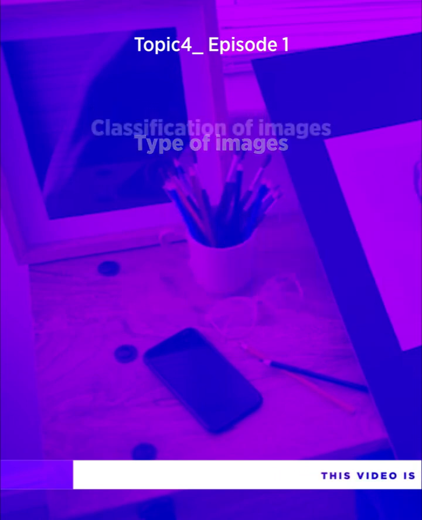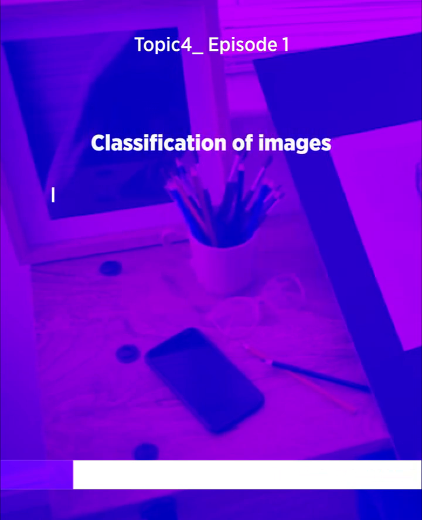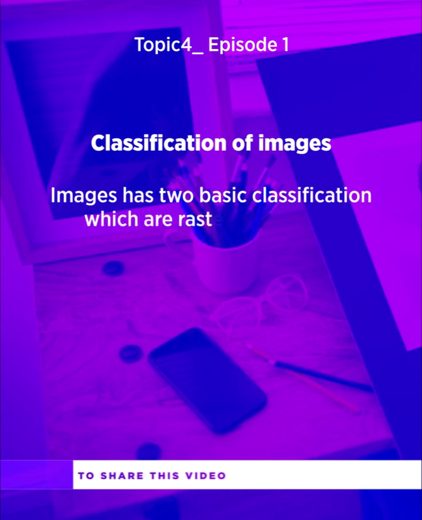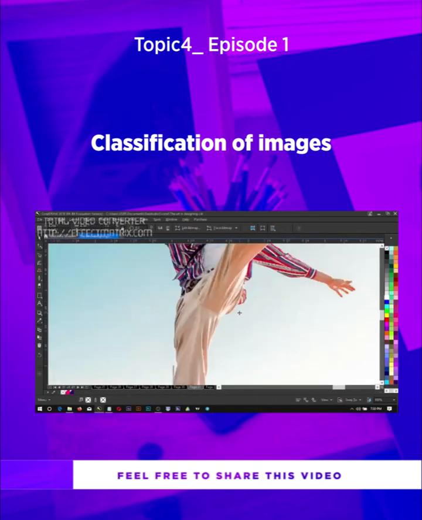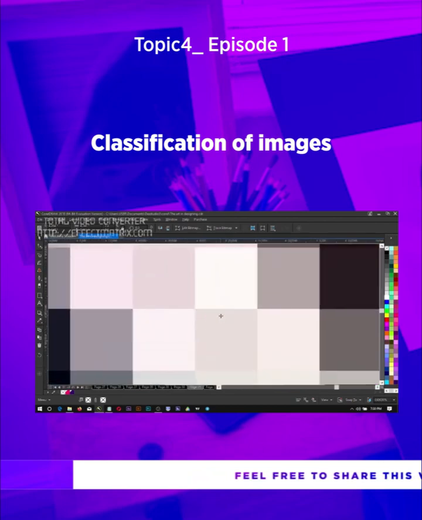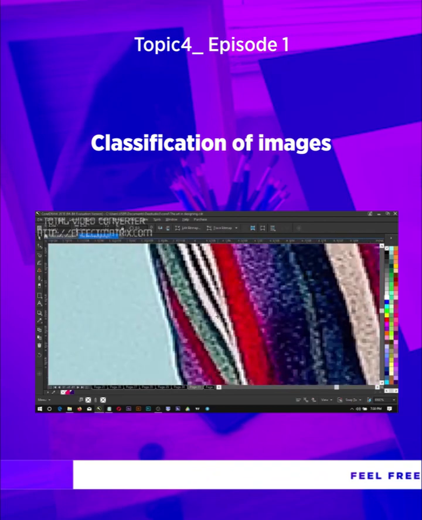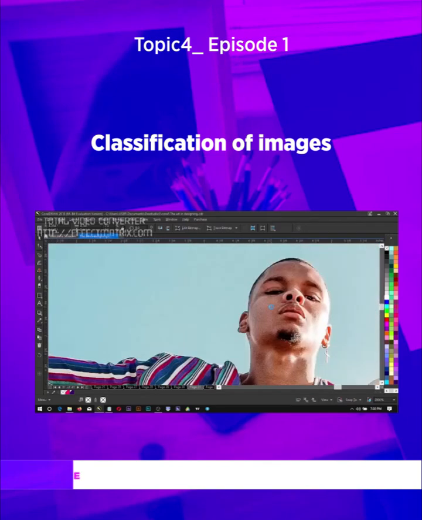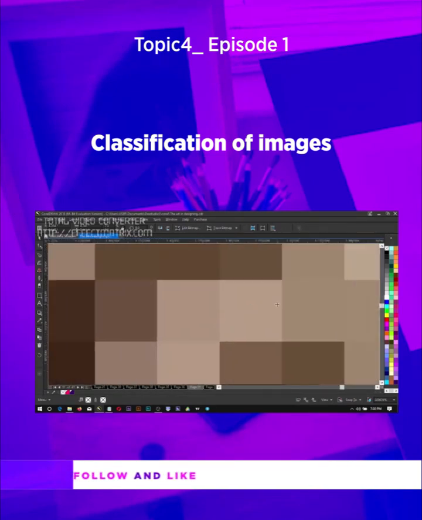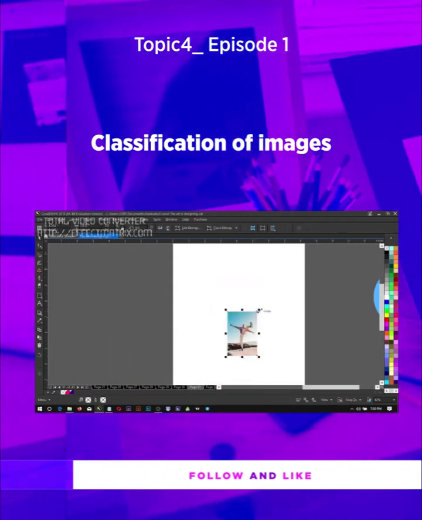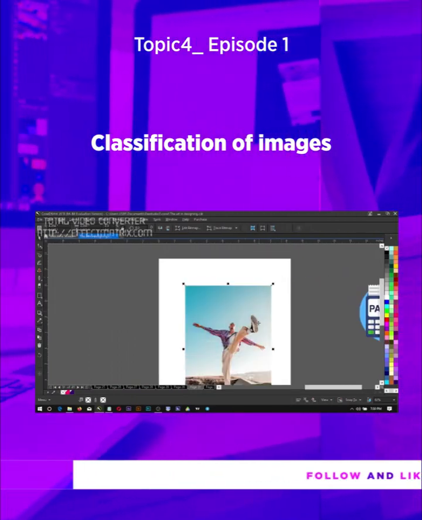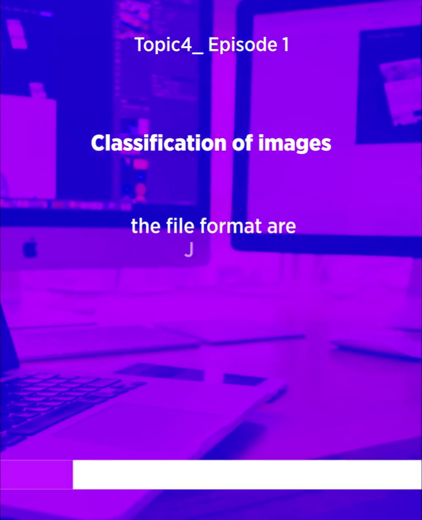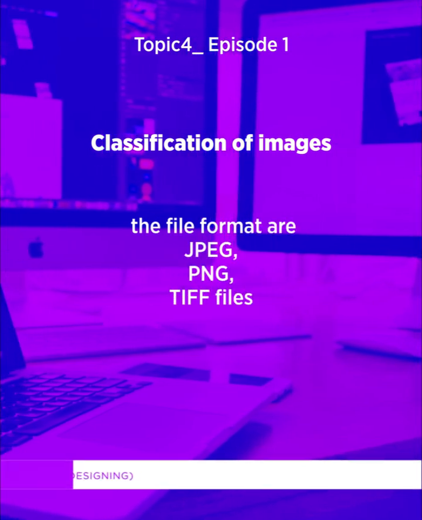Now let's move to the classification of images. Images have 2 basic classifications, which are raster and vector. Raster images are images that comprise millions of dots called pixels, which come together to make up an image, and this type of image loses quality when it's scaled. Of course, as designers, we always need to walk away from low quality images for the perfection of our work. The file formats are JPEG, PNG, TIFF files and more.